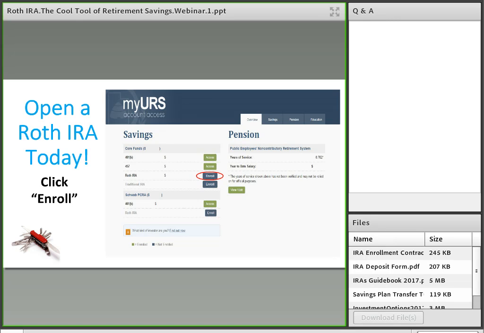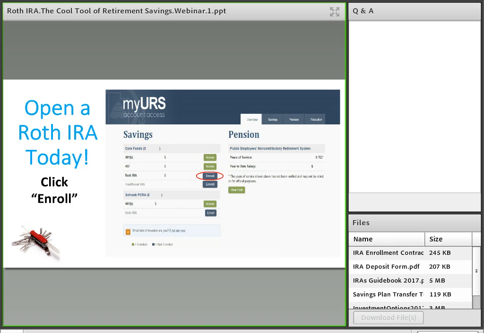So this will be your basic landing page, and you'll see what plans you have access to. Let's just say your member agency uses all 4 of our plans. Well, they're all going to be listed right there under the savings plans. If they do not participate with payroll deduction, it's not going to be listed there, and those are primarily the 401 and the 457 plans. All right, so you'll see the Roth IRA. If it's blue, you're not enrolled yet, so we're going to click enroll. You see that circled there.